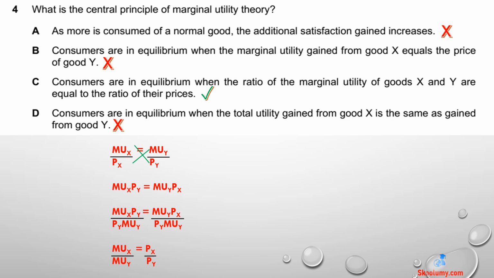As more is consumed of a normal good, the additional satisfaction gained decreases, not increases. Option B is wrong. The consumers are in equilibrium when the equimarginal principle applies. Option D is wrong. This is not the equimarginal principle which is used to determine consumer equilibrium.